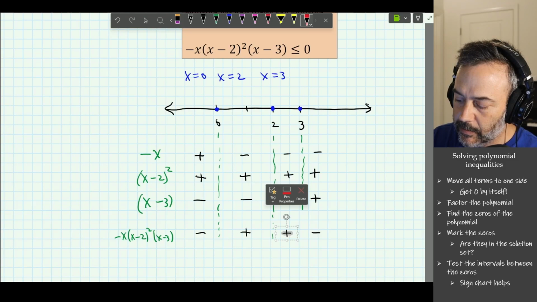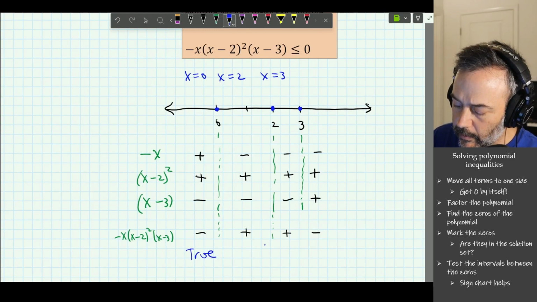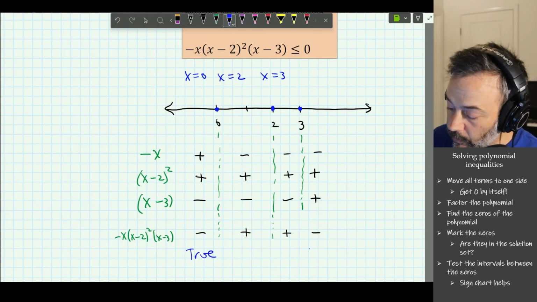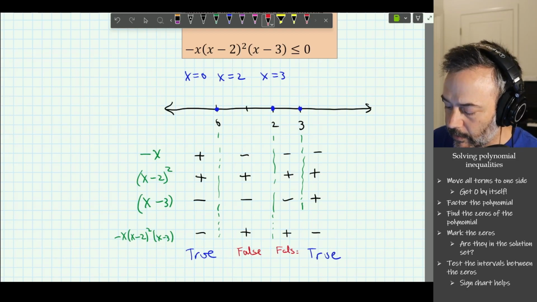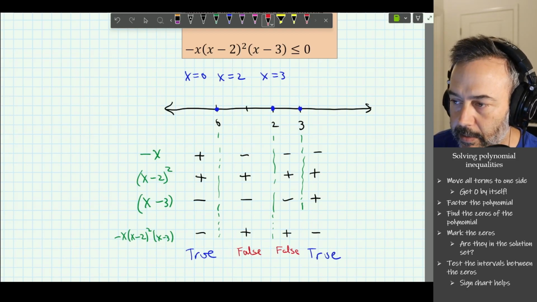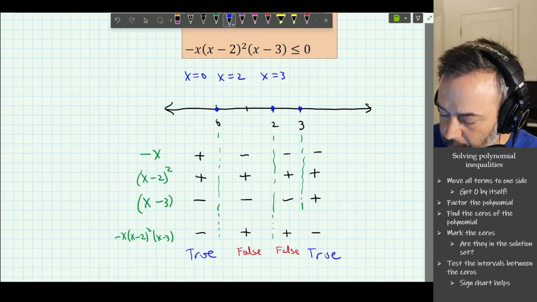Now, we look back and say, we want all the values where this side is negative because we want everything less than 0. So we have it that it's true here and true there because we want where it's negative. And it's false here and false here. You don't need to write all this out. I'm being extra explicit for my example. If you have time, it's nice and very clear.